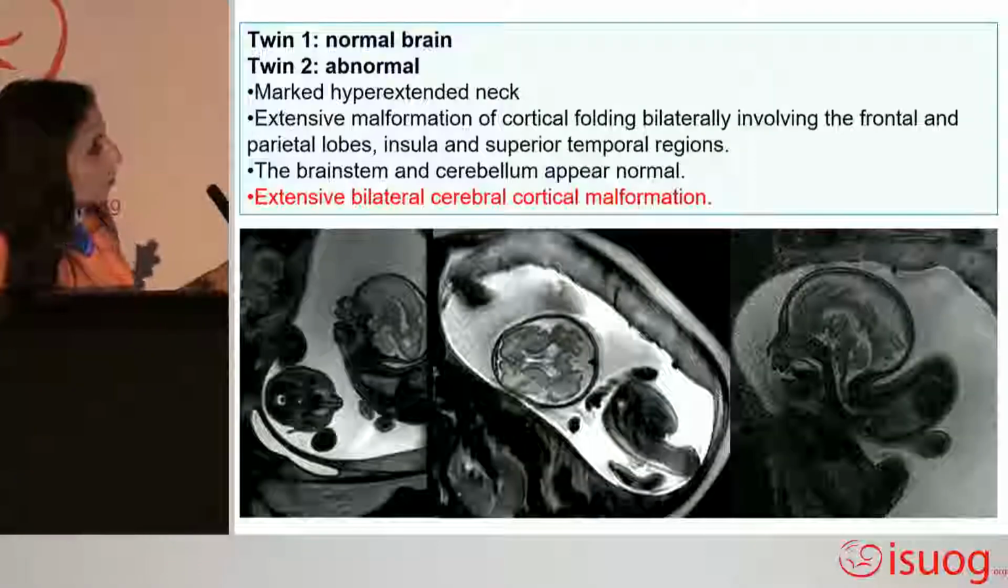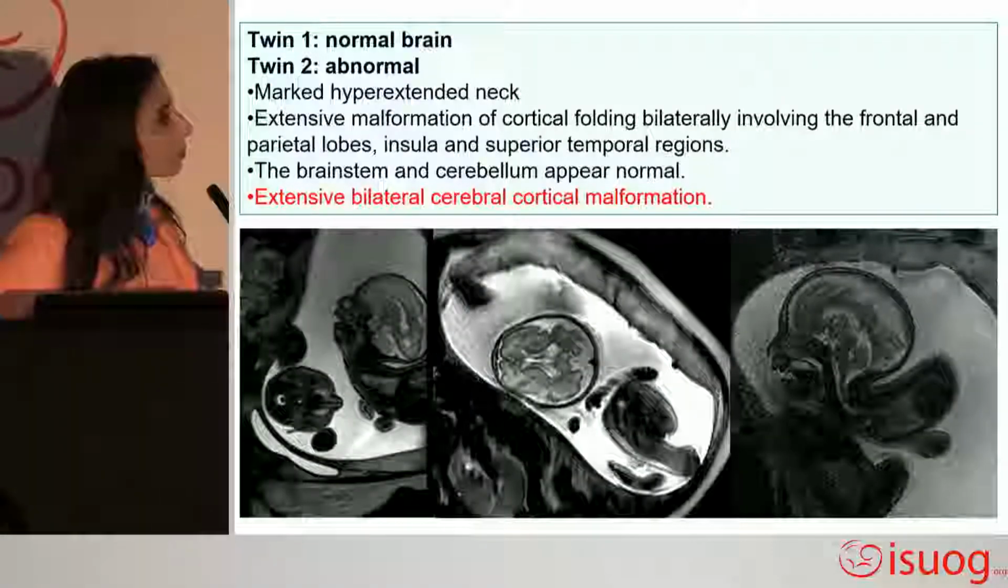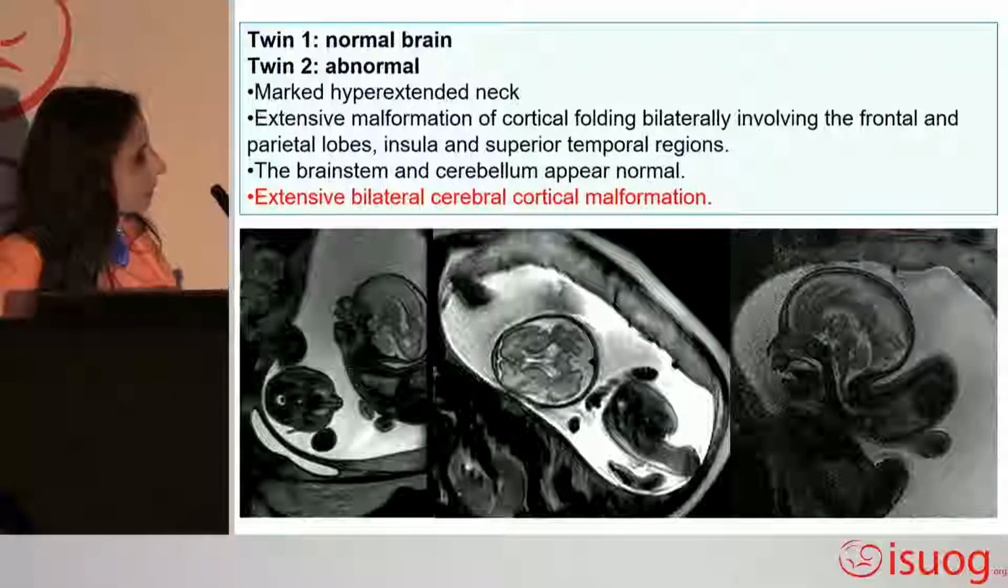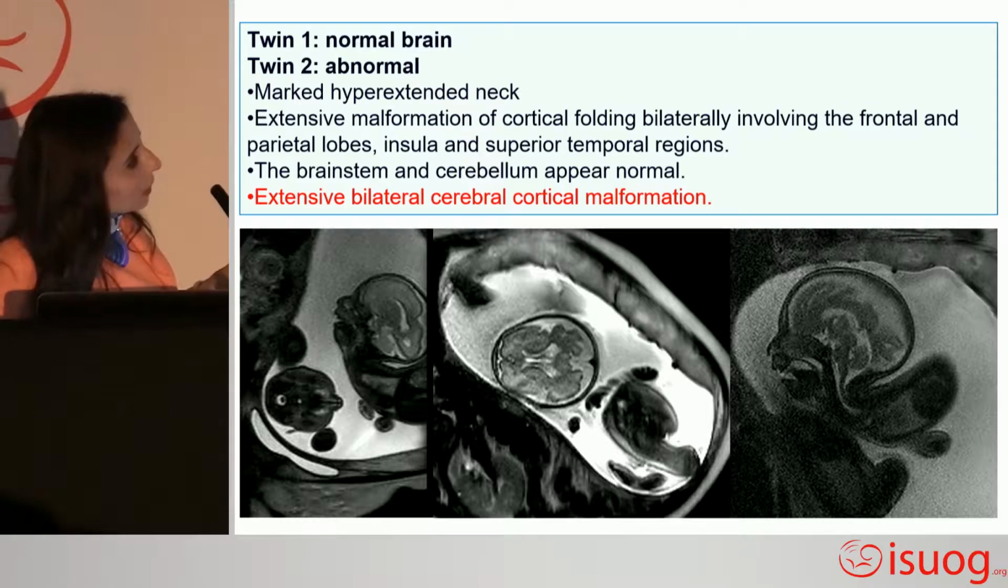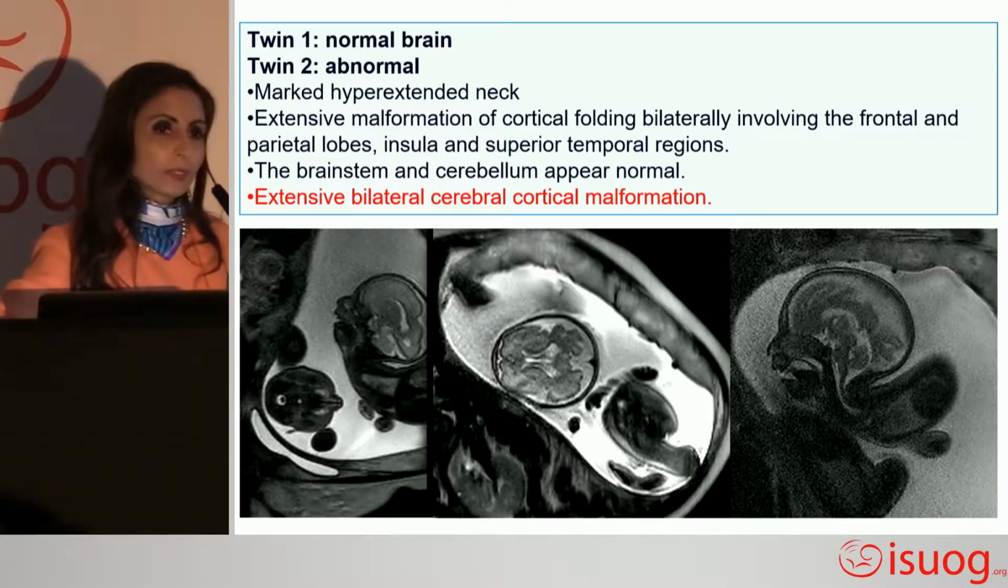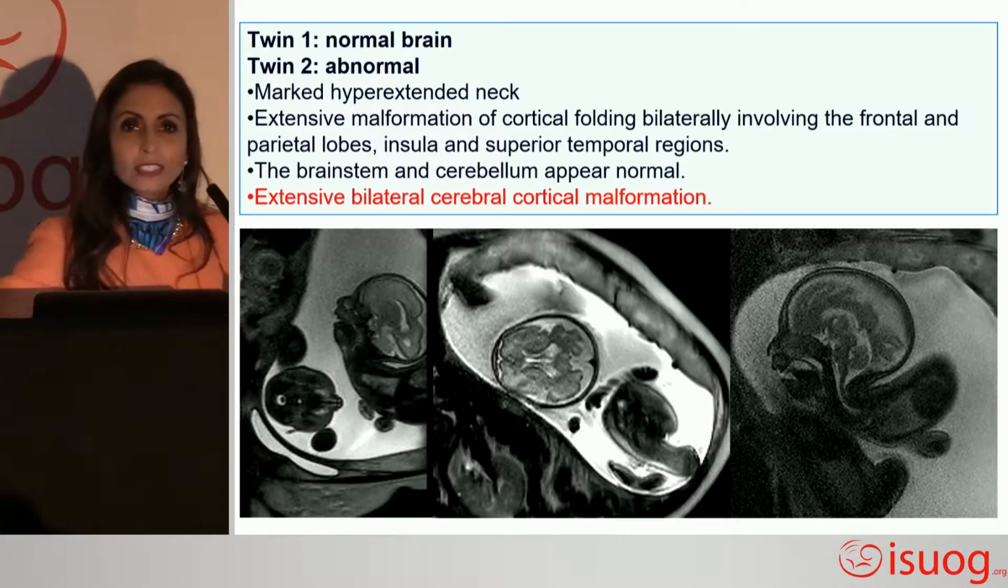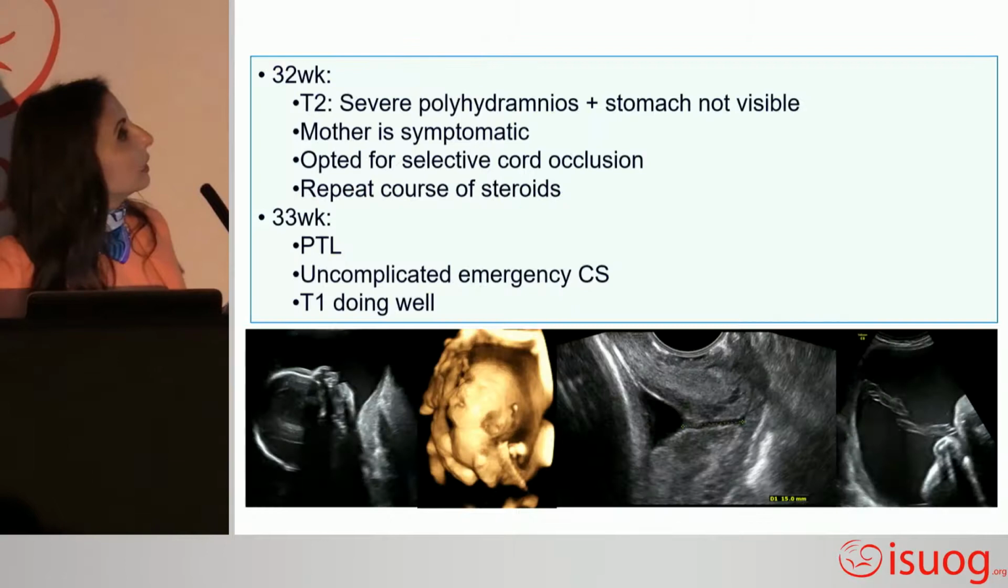And she had steroids, of course, because of the risk of preterm delivery. So this is the repeat MRI. You can see this baby is getting worse. And this is the brain. Very abnormal brain, and therefore there was extensive bilateral cerebral cortical malformation, but the brainstem and the cerebellum appear normal, and therefore you cannot guarantee that actually this baby will die at birth.